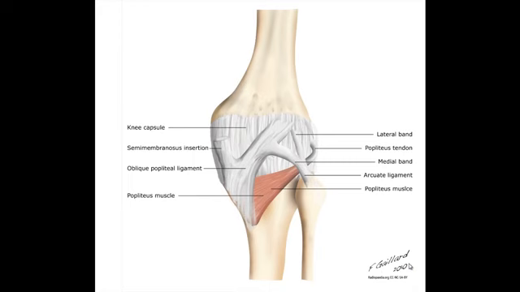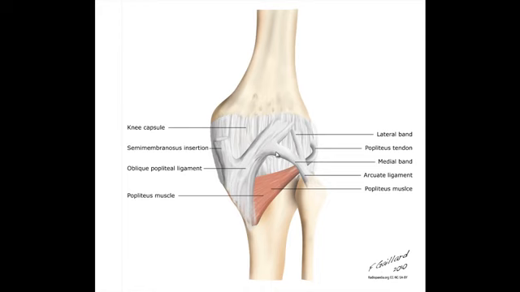So the posterior capsular ligaments are posterior medial capsules reinforced by the oblique popliteal ligament, which is a tendinous expansion of the semimembranosus muscle or tendon. Passes from the posterior medial tibia to the central part of the posterior capsule. The posterior lateral capsule is reinforced by the arcuate ligament. The arcuate ligament is here. Rises from the posterior head of the fibula, passes over the popliteus muscle, and attaches to the intercondylar area of the tibia and the lateral epicondyle of the femur.